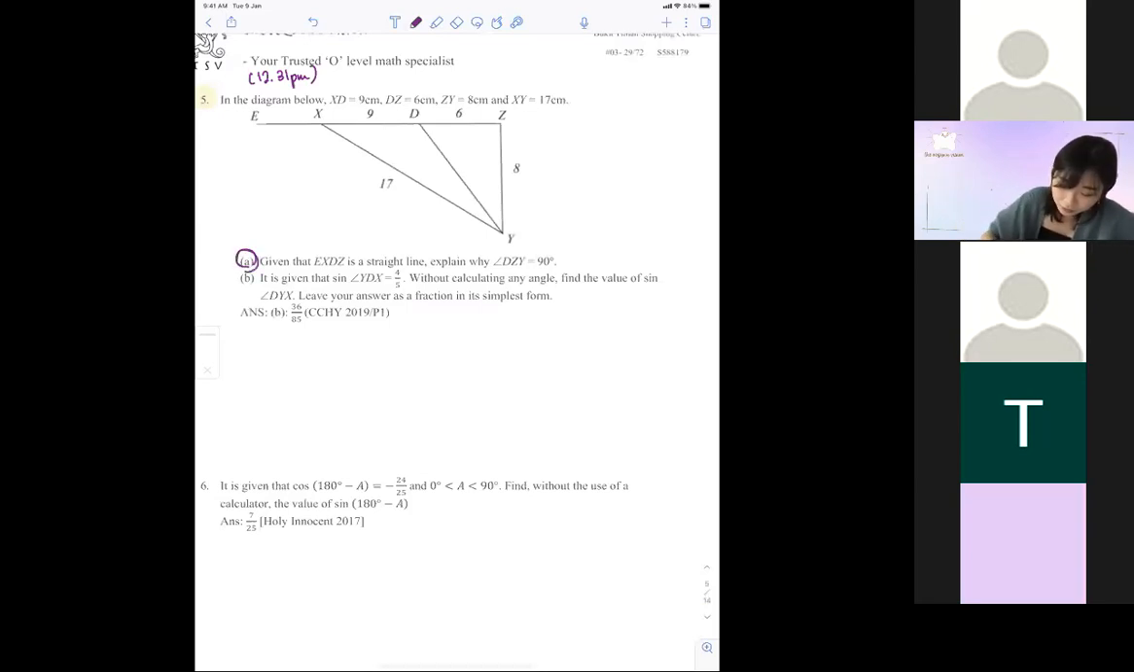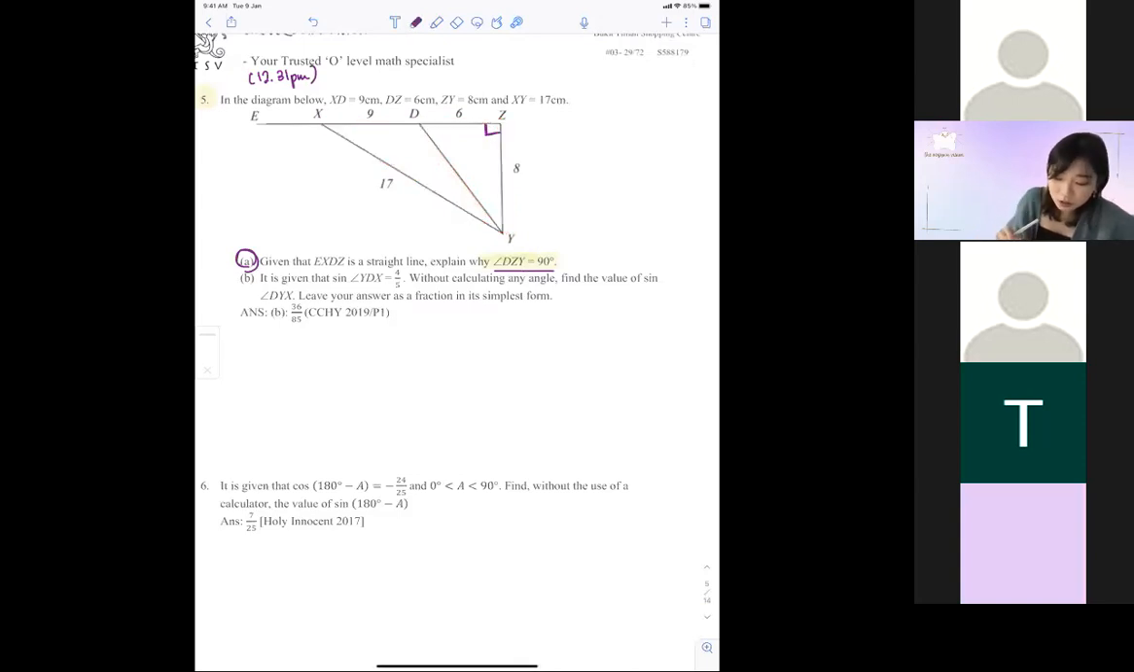So for part A, you want to show that angle DZY is 90 degrees. Every time you need to show 90 degrees, you need to use Pythagoras theorem, or if it's properties of circle, you can use tangent perpendicular to radius or angle in a semicircle. But if it's just a triangle, you need to use Pythagoras theorem. So you must spot a right-angled triangle. You have one big triangle and one small right-angled triangle. You can't use the small one because you don't have the length DY. So you have no choice, you use the big triangle.